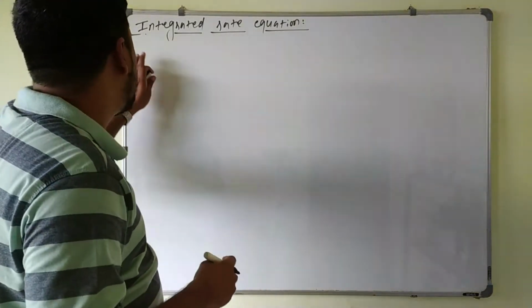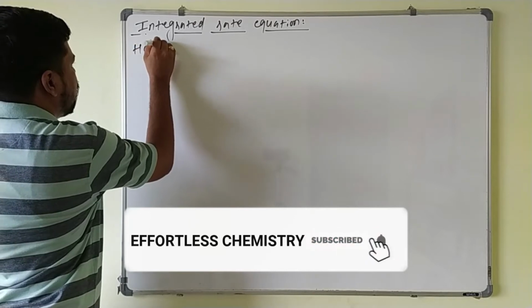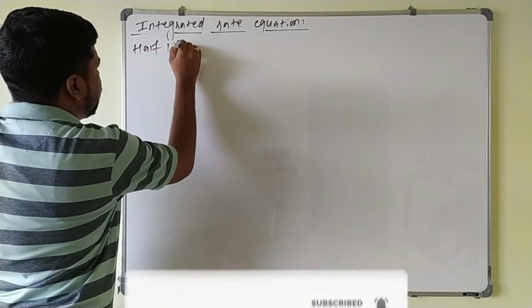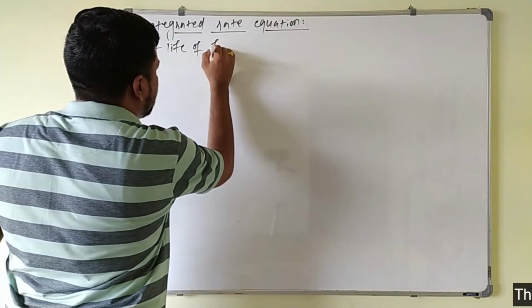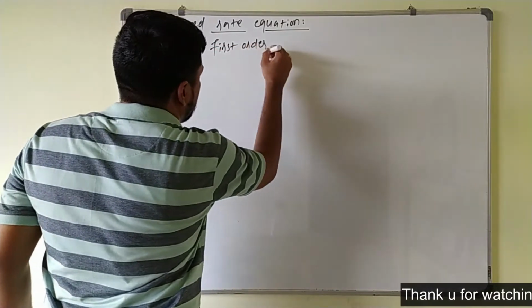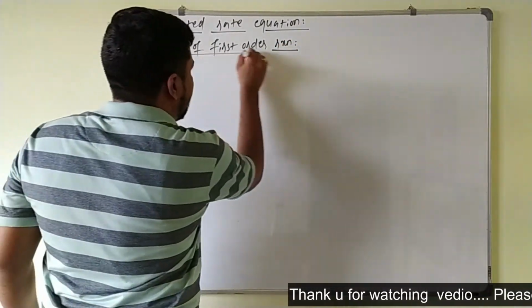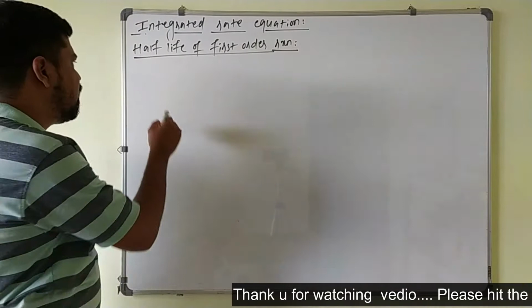So now we will discuss the half-life of first order reaction. Half-life of first order reaction. So what is the rate constant of first order reaction here?